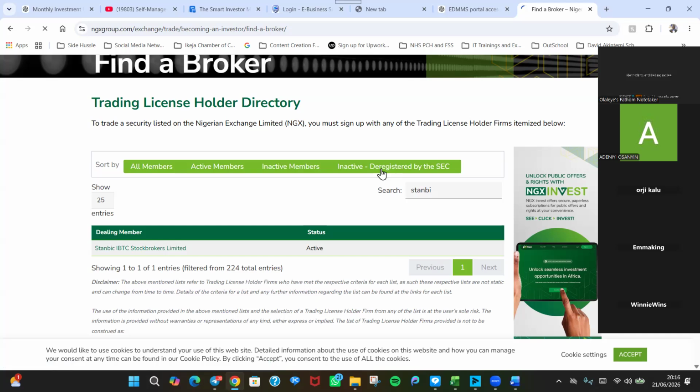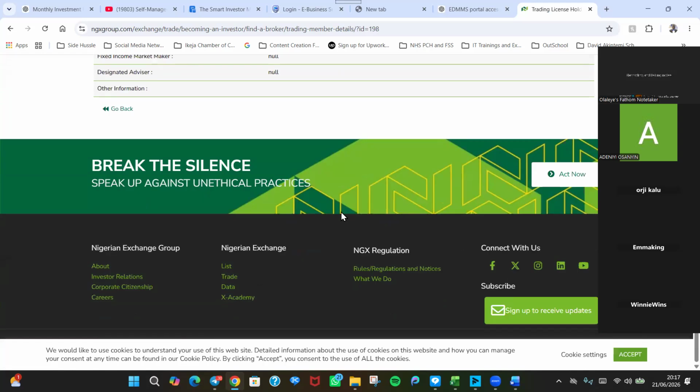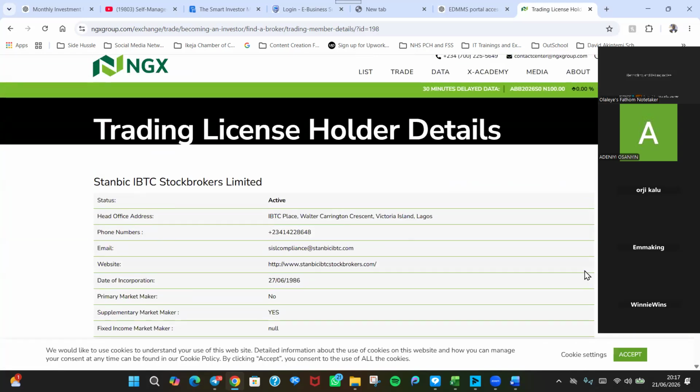So let me see where this one will take me. I've clicked on the name and it's going to open up. Okay. So can you now see where it took me? Stanbic IBTC Limited. Their head office address is there. Phone number is there. Email address is there. The link to their website. So all the information you need about that stockbroker is there. So do you understand the process now?